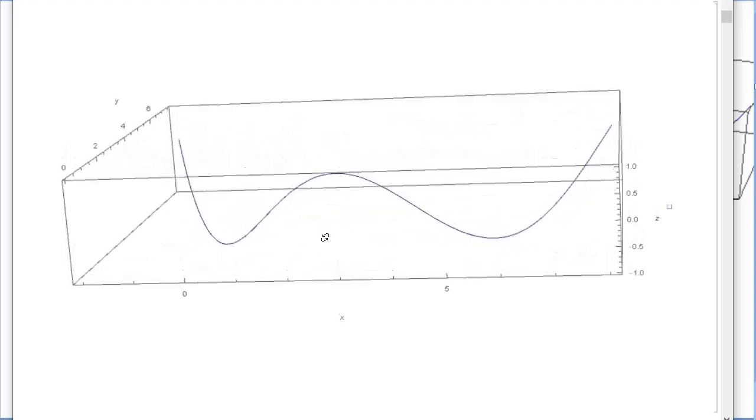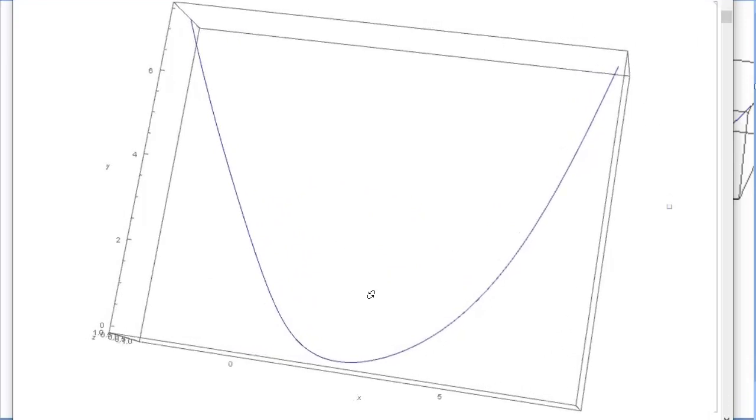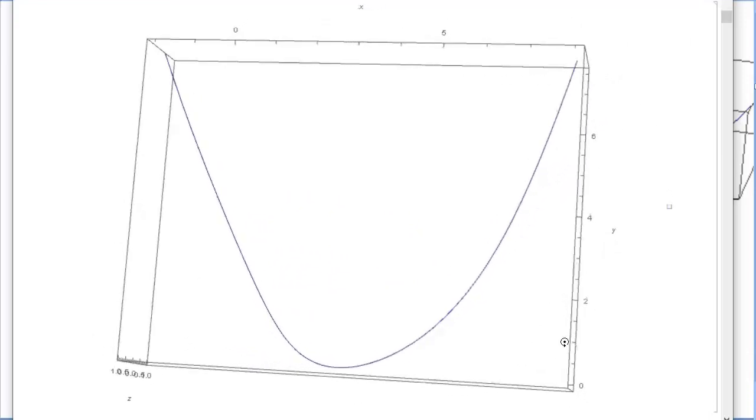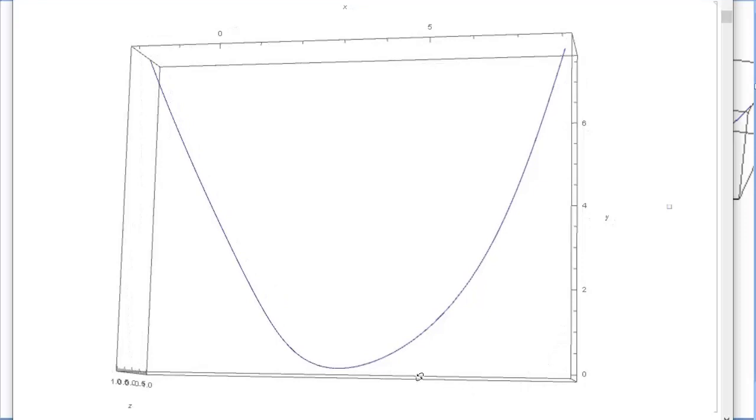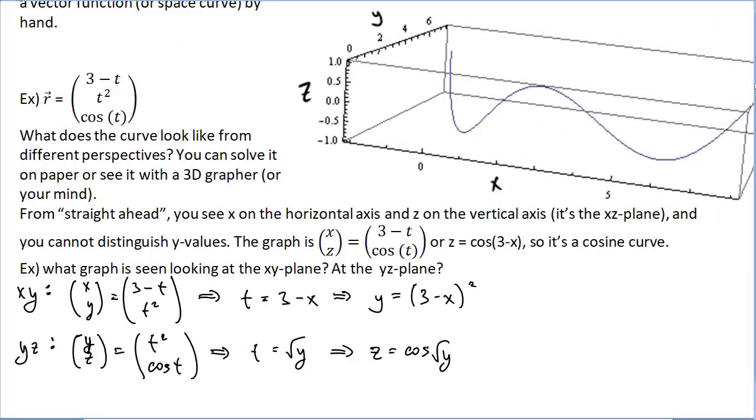Now let's look at it from a different perspective. What about from the YZ perspective? Notice that we've got Y over here on the vertical axis, and X is here on the horizontal axis. Well, you can see more or less what we've got is a parabola. And that was, just as a reminder, xy, that is what we had calculated.